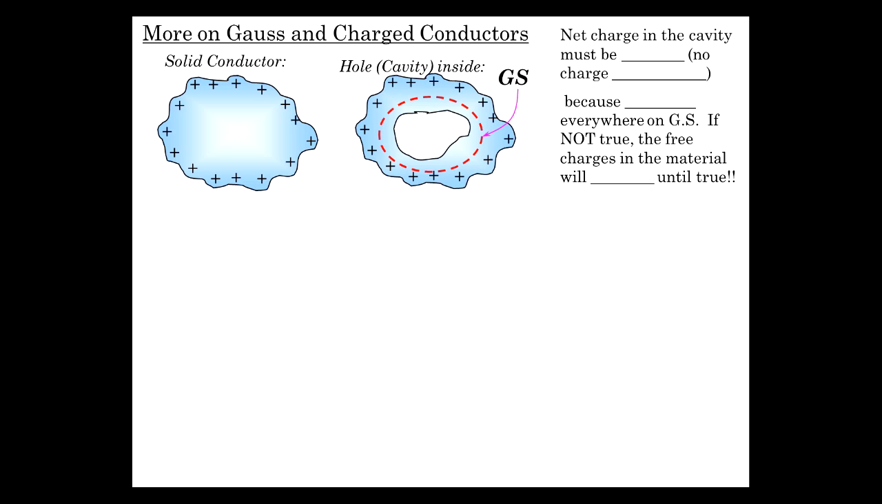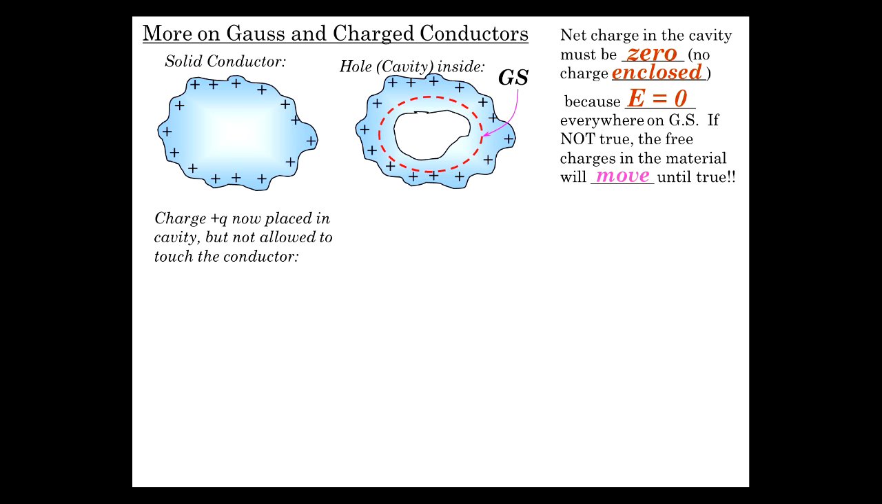Now the net charge in the cavity must be 0. Why? You can't have any charge enclosed because the E field is 0 everywhere on this Gaussian surface. So that's the requirement: the E field has to be 0 here. If there was charge enclosed, then there would be an E field at the Gaussian surface, which would cause the charges to move till the E field went away. And that's the condition that always must be met. So we have to believe that and rigorously stay committed to it.